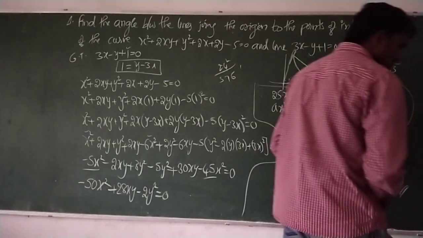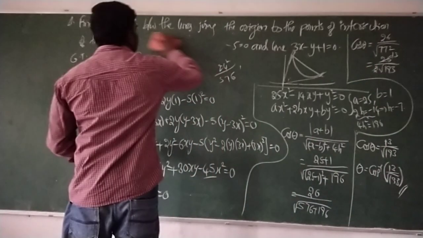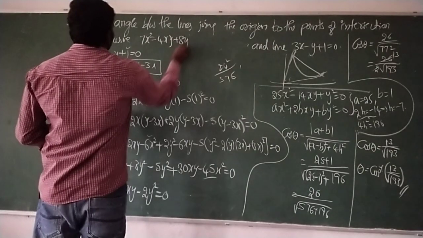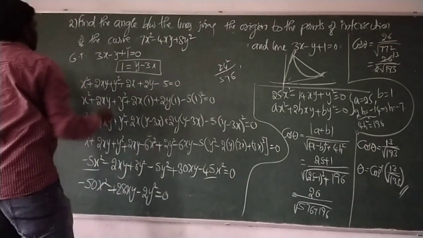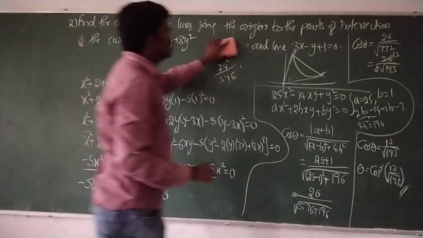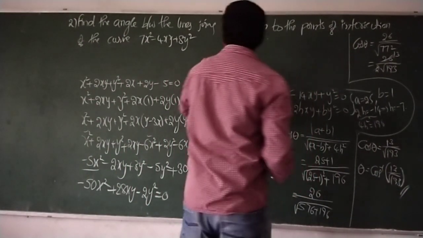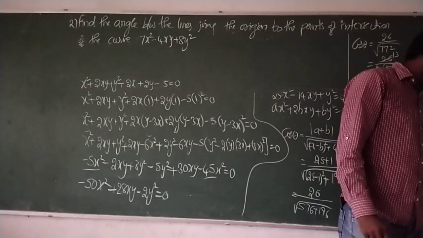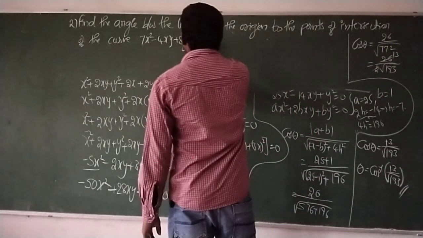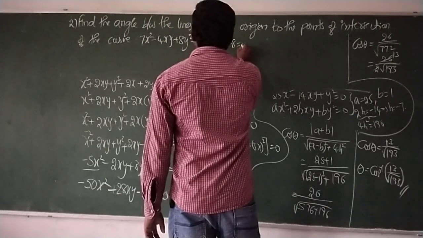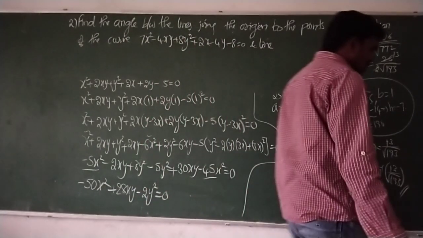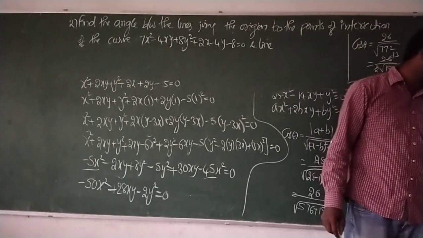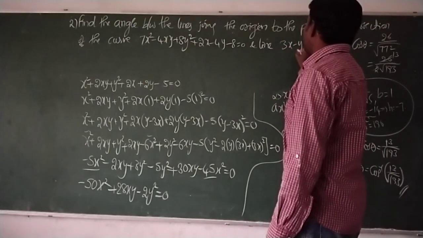Now similarly, same type of second question. 7x square minus 4xy plus 8y square plus 2x minus 4y minus 8 equal 0, and the line 3x minus y is equal to 2. Okay, same type of question. Curve and line will be different. So diagram also same for every question. Please draw as easily for remaining question also.